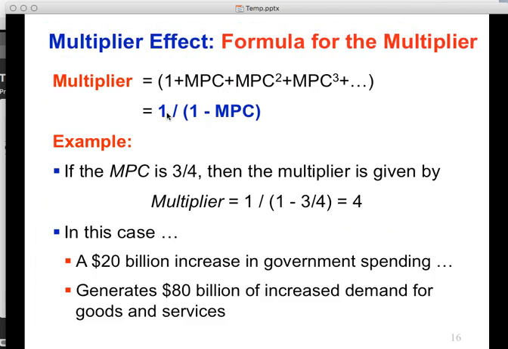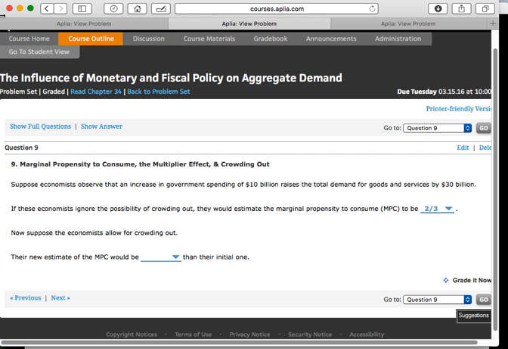If the multiplier is greater than 3, then 1 over 1 minus MPC has to be greater than 3, which means that 1 minus MPC has to be less than a third. Well, if that is less than a third, then MPC has to be greater than 2/3. The point is, the multiplier has got to be larger.